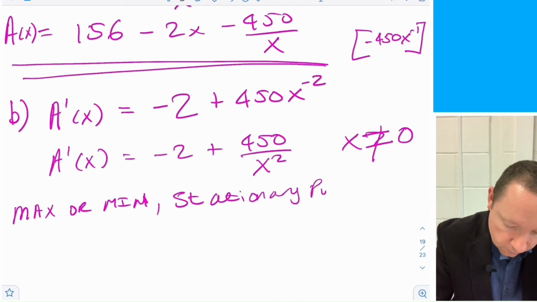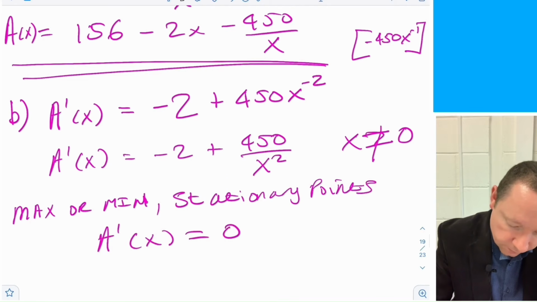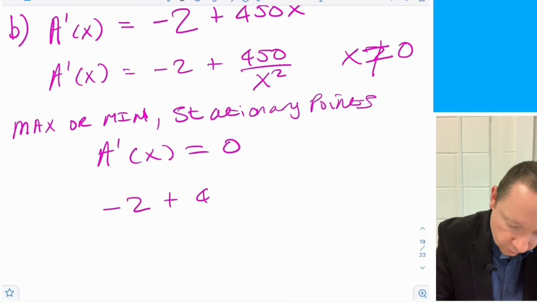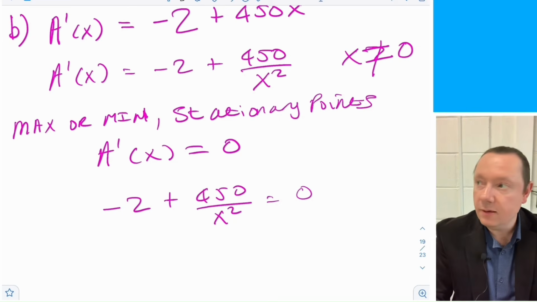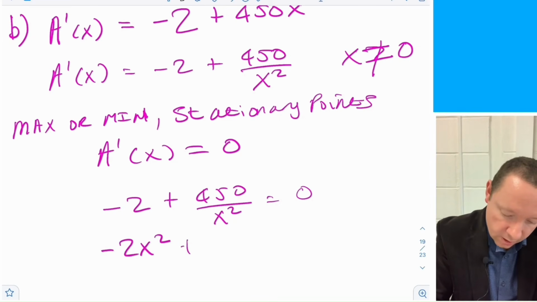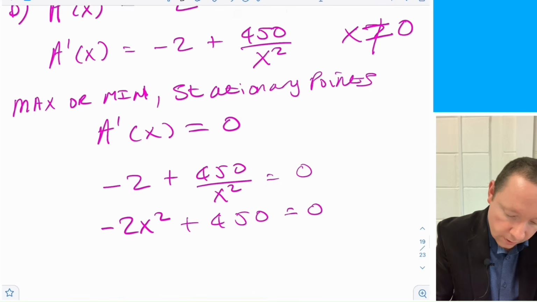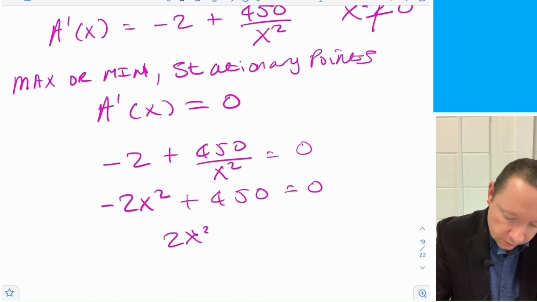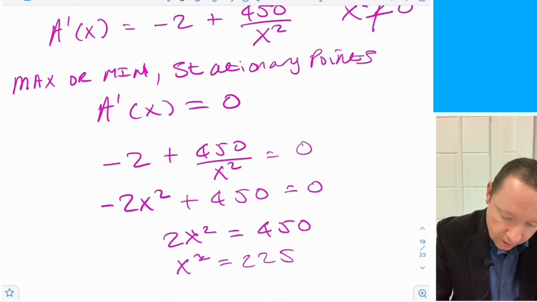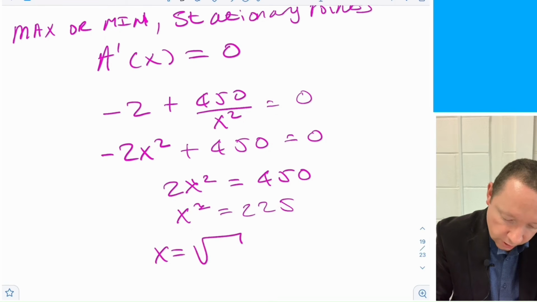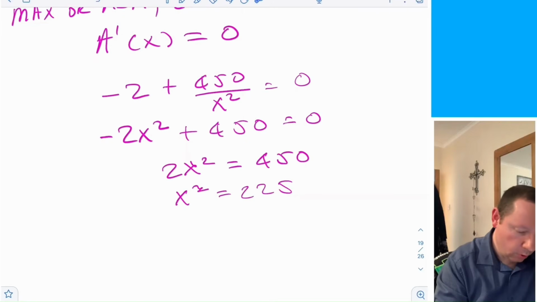So we want to set A dash x equal to 0. That gives us minus 2 plus 450 over x squared equals 0. Multiplying through by x squared to eliminate the fraction, we get minus 2x squared plus 450 is 0. So 2x squared equals 450. x squared is 225. And therefore x is the square root of 225, which gives us two answers, plus or minus 15. So x equals 15.